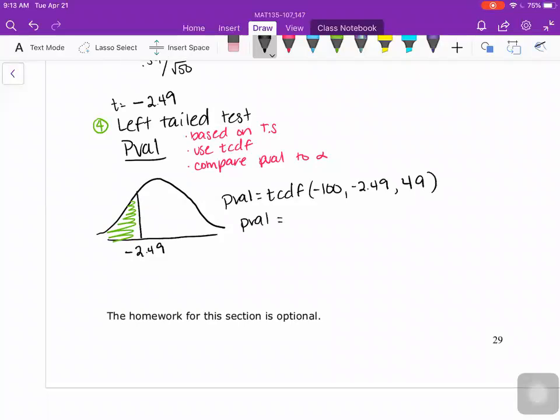So our p-value equals 0.0081, which when we compare that to alpha, 0.01, our p-value is less than alpha. When our p-value is less than alpha, our decision is to reject the null hypothesis. Because we're able to reject the null hypothesis, that indicates that this is enough evidence to support the claim that the average red blood cell count for women is less than 4.8 million cells per microliter.